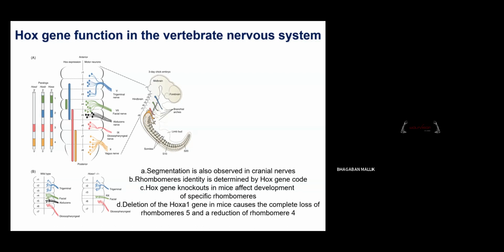6. So if you have deletion or mutation of one of these Hox genes, the Hox A1 minus, in this you will have loss of rhombomere 4, and you have loss of the abducens nerve as well as some of the facial nerve lost in these mutants. So that means the innervation of nerve and segmentation in the rhombencephalon depends on the expression of the Hox genes. Okay, so I've just briefly mentioned everything here.